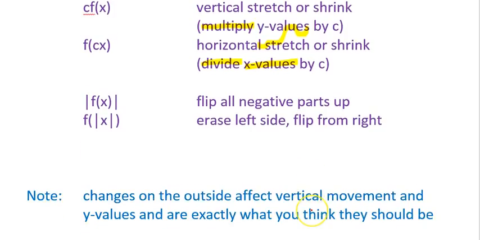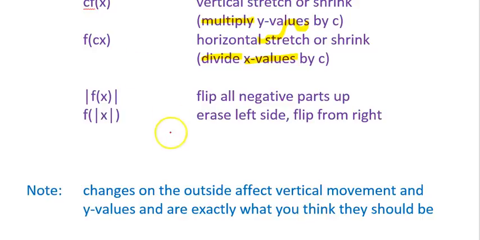What I want you to notice with all these changes is that if something is on the outside, if we're multiplying or we're adding or we're absolute valuing, all the outside things affect vertical movement. It's either moving up or down or stretching up or down or flipping up or down. All that on the outside affects your y values, and it's exactly what you think it should be. If you multiply by 3 on the outside, it stretches it, just like it should.